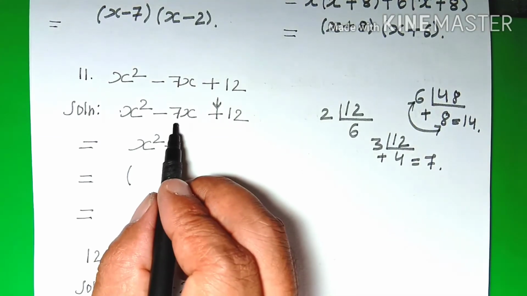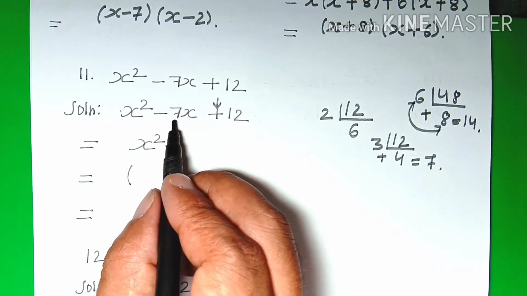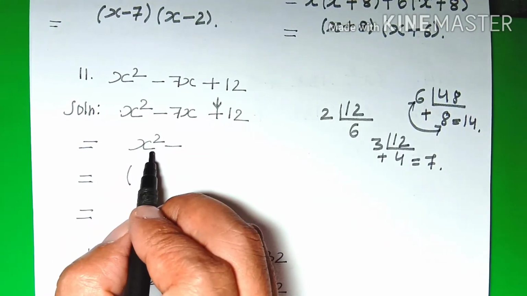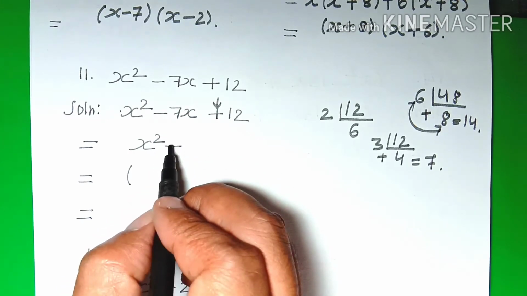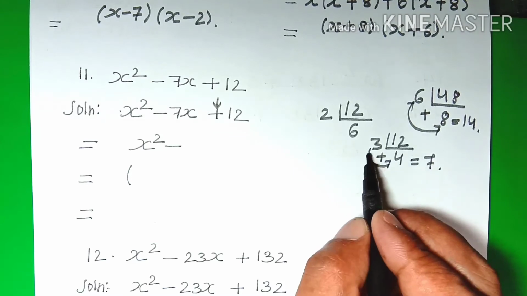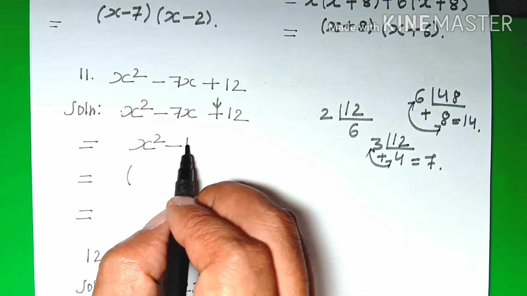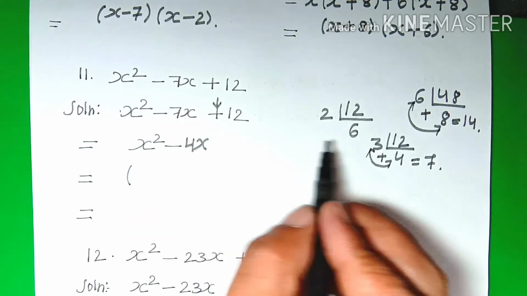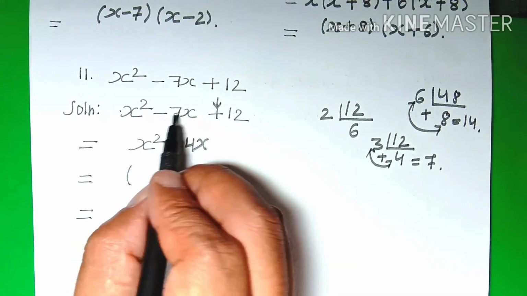Now we can change this 7, or substitute 7, with the help of these two numbers. x squared, you'll have to drop as it is along with the sign here, minus. Now this 7 we can change with the help of these two terms. Take the bigger value first here, 4x. To take 3, before taking 3 you can multiply these two signs.